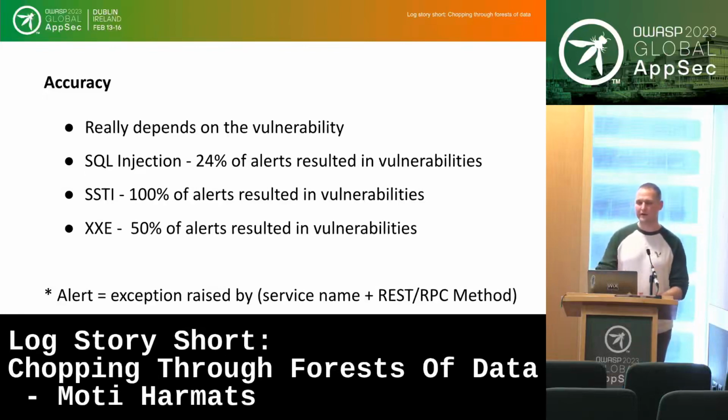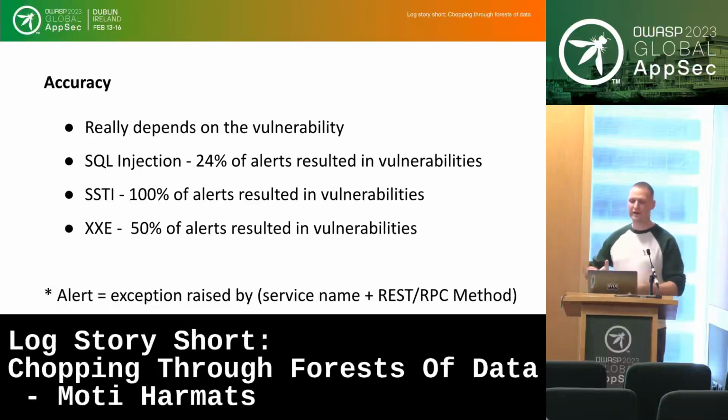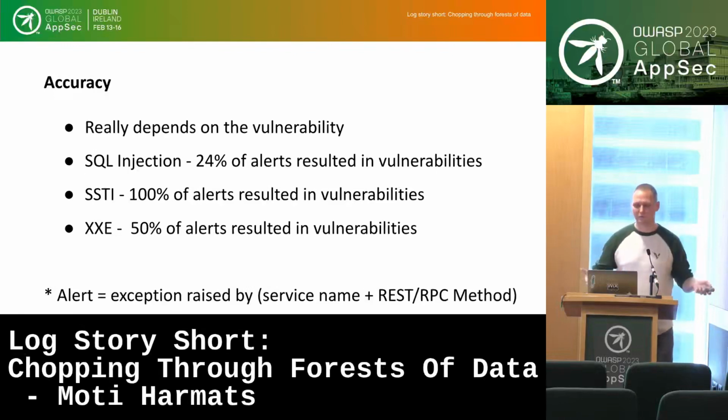And by saying alert, I mean like a specific combination of a service, like a server that we have, for example, invoices, and some API method, because a service can expose 100 API methods, and one of them will be vulnerable, 99 won't be, but I can't whitelist the entire service, right?